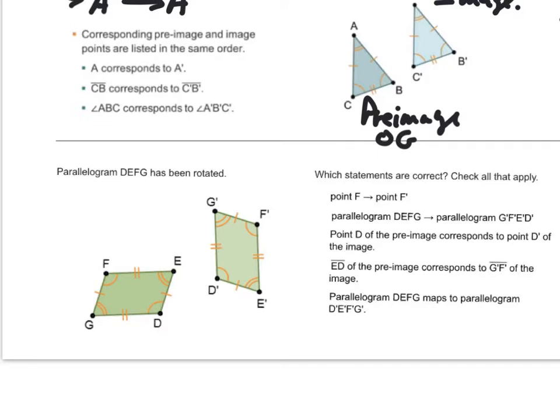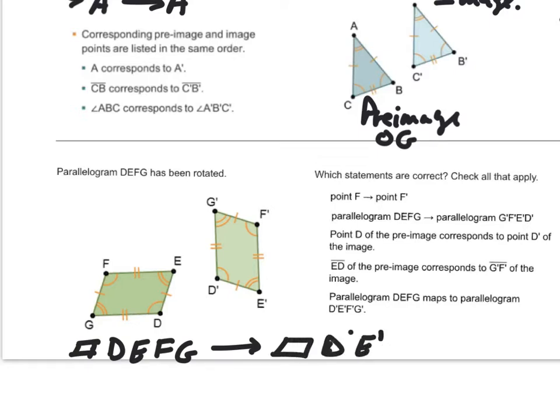It says that parallelogram DEFG has been rotated, okay? And so if I were to write a mapping statement, then I would start here. I would start with parallelogram, or just use kind of a quadrilateral symbol, DEFG, maps to parallelogram D prime, E prime, F prime, and G prime.